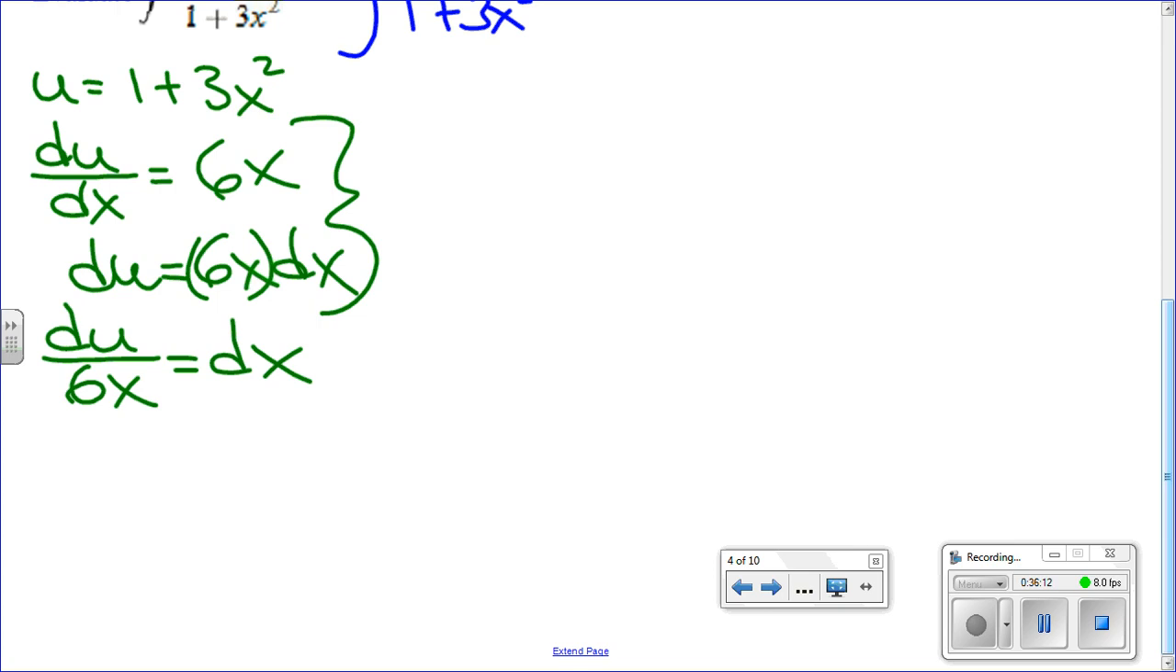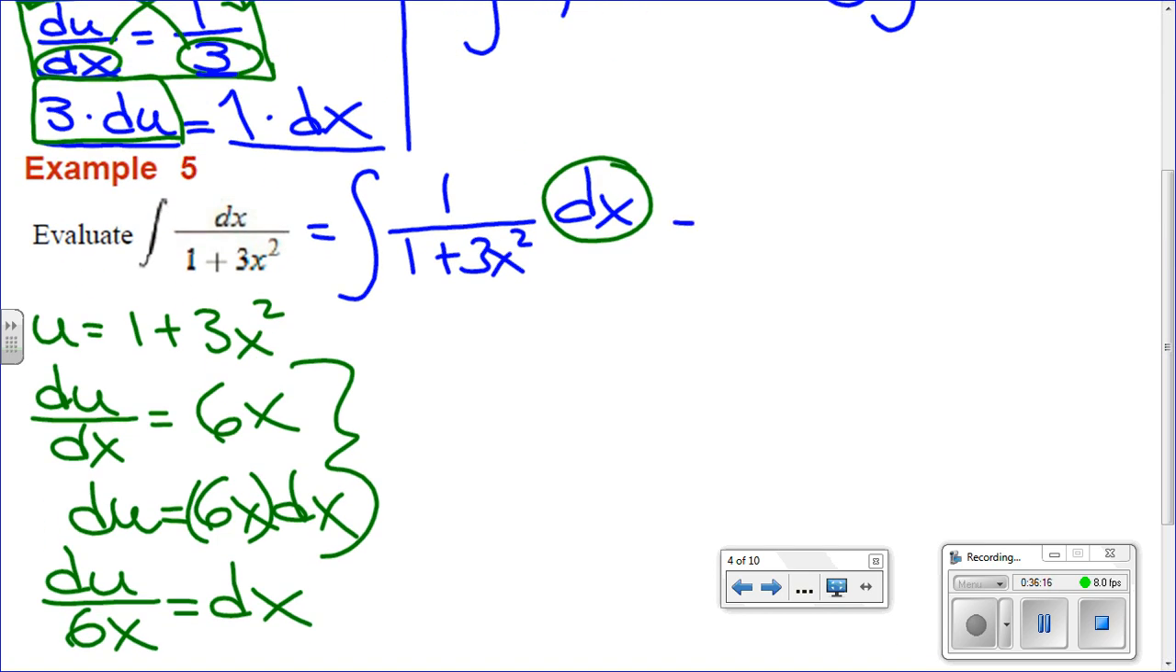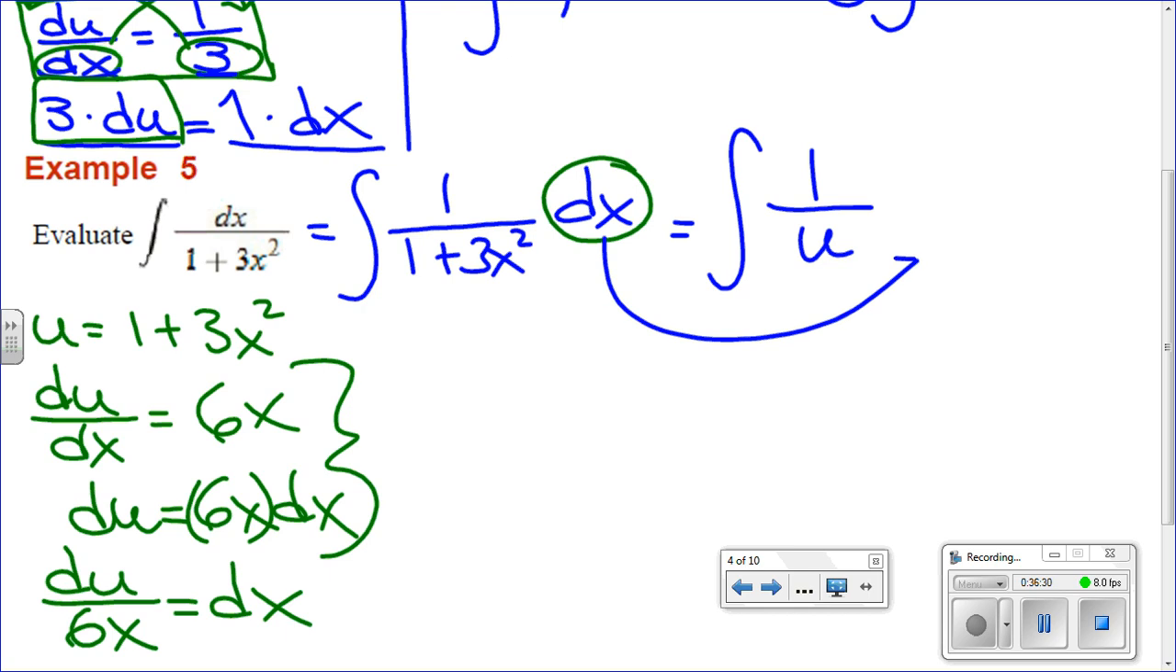Okay. So let's substitute. And so right here we are going to have the integral of 1 over u. And then we're going to have, instead of dx, du over 6x. That doesn't make sense, right? Because now we have u and we have x. So let me look at the first. Okay, so this is all wrong.